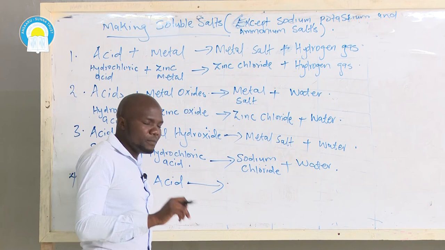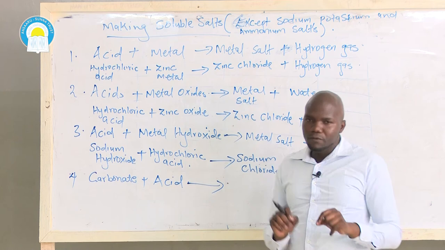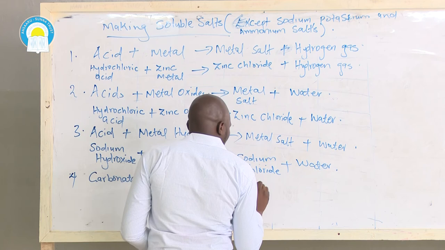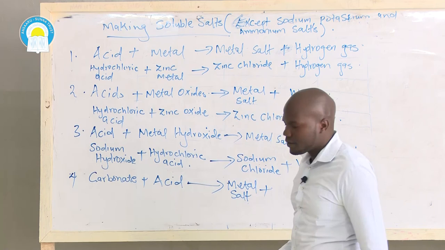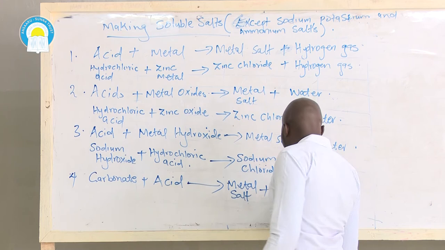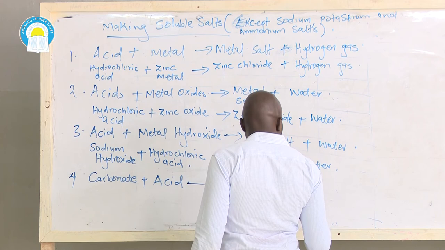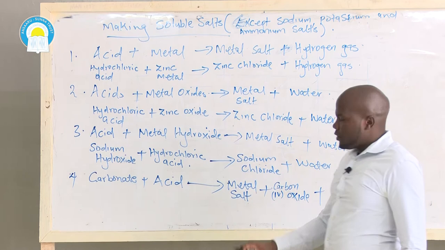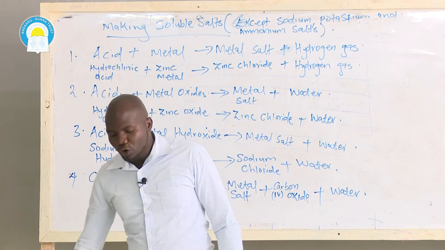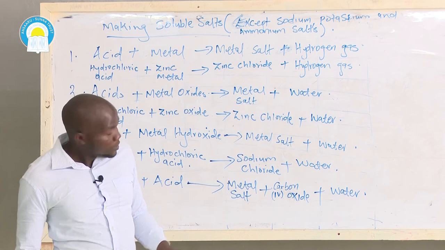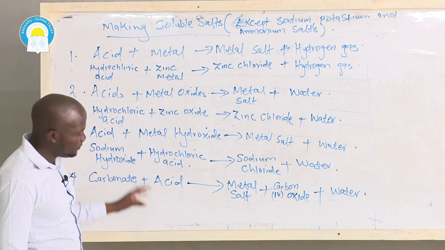Because I'm preparing salt, of the products that will be formed, one will be metal salt, which is soluble, plus carbon 4 oxide, and water. The three products that will be formed include metal salt, because these are the methods that we use in preparing salt, and then we have carbon 4 oxide and water.